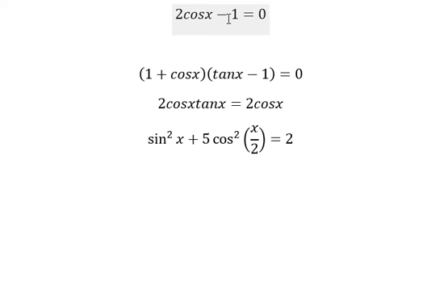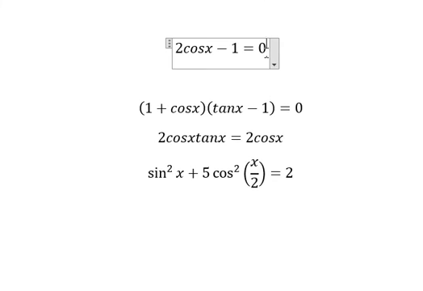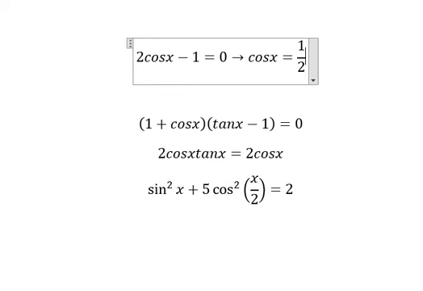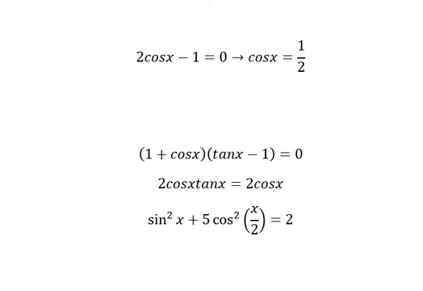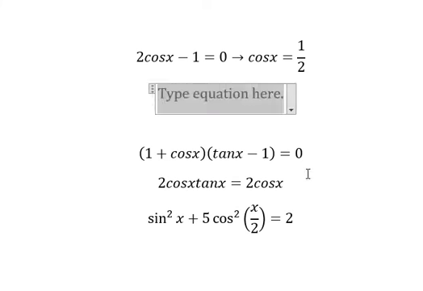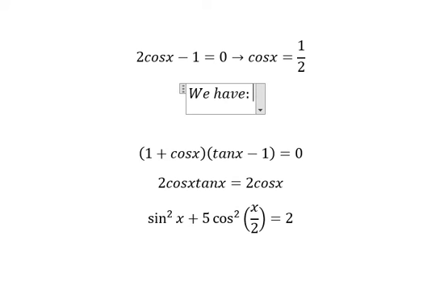Question number 1, we put negative number 1 to the right, and later we divide both sides by number 2. So you will get cosine x equal to 1 over 2. Now we have the formula in here. In this situation, we have two solutions.